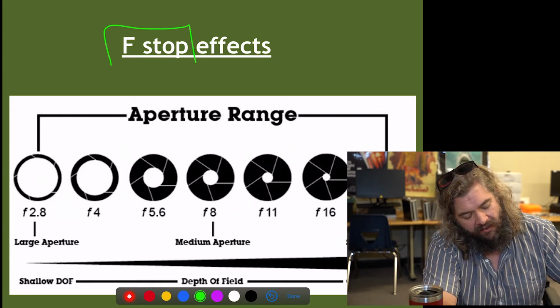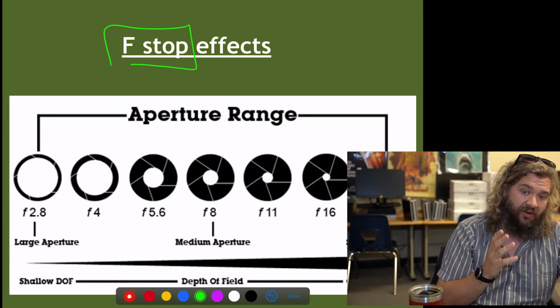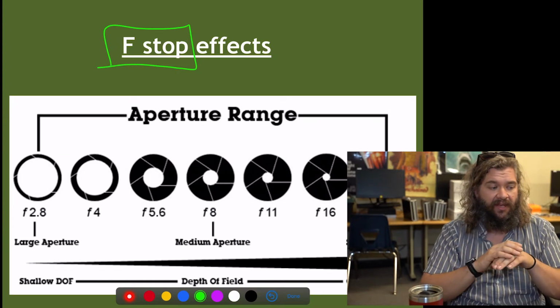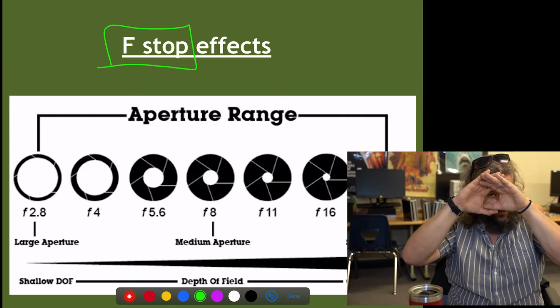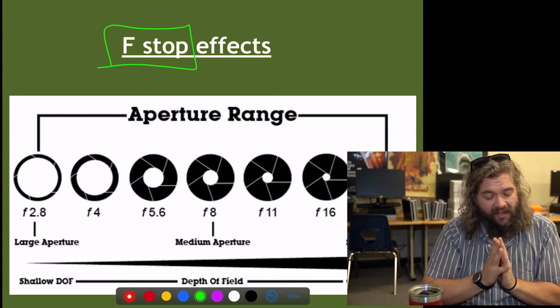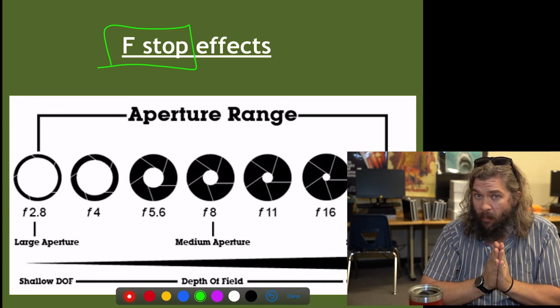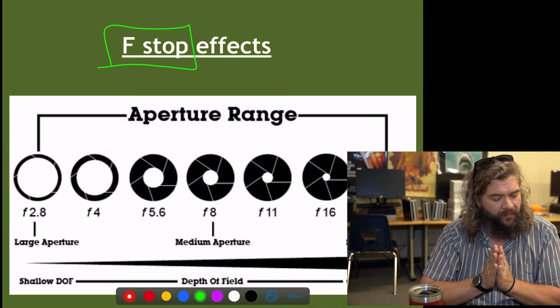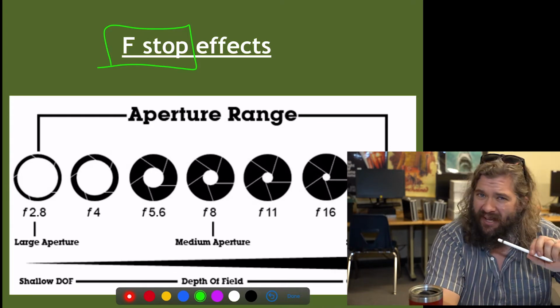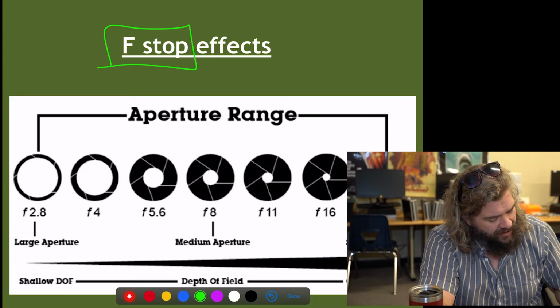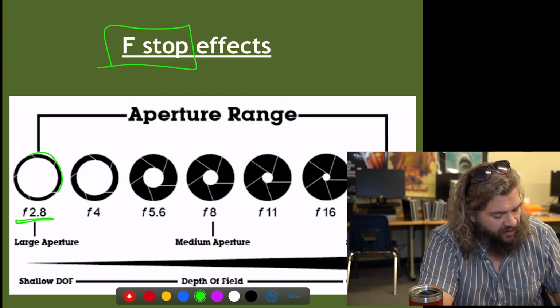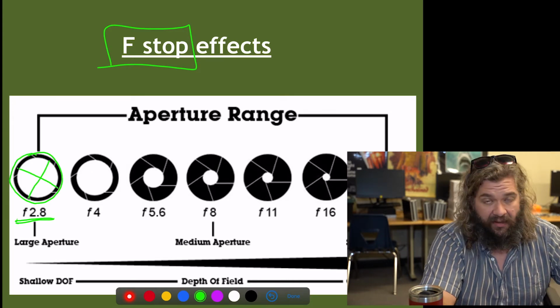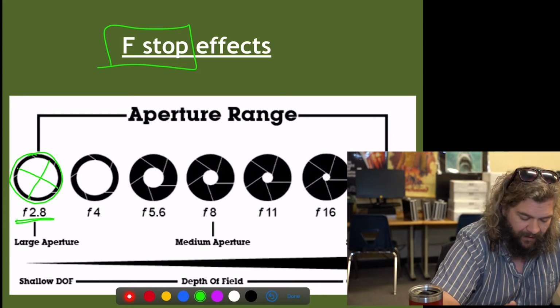F-stop, also known as aperture. Your aperture is a physical object that either opens to let more light in or closes to let less light in. The name we give the opening of that aperture is the f-stop. So take a look at the screen that's over here. F2.8, for this particular setup, that is the largest setting. So we have a lot of opening, allowing a lot of light in, okay?